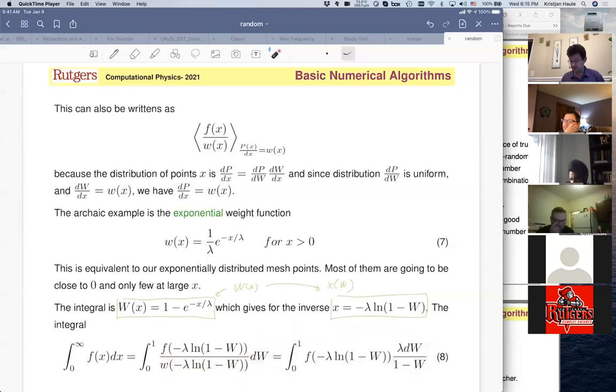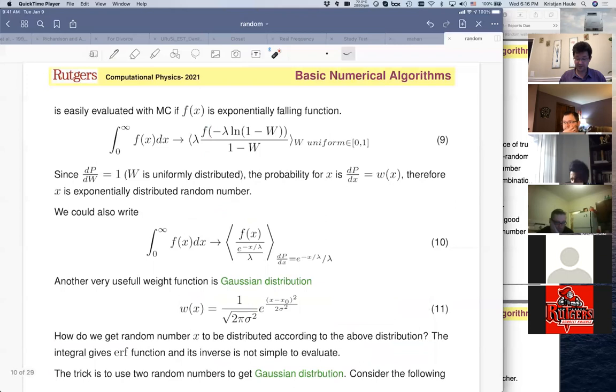The way you should think of it is that we are throwing in the points, we are throwing in w, which is distributed uniformly between 0 and 1, and we are evaluating this function. Instead of evaluating f itself, we have to evaluate this function, and we know that this integral will converge to f of x dx. So in other words, all we need to do is distribute w uniformly and evaluate this particular quantity.